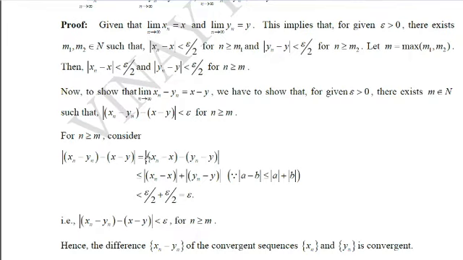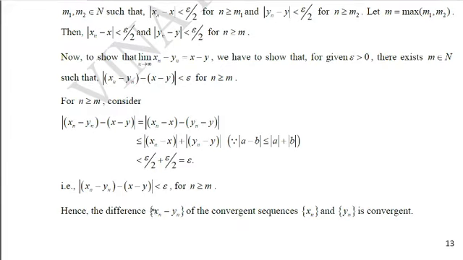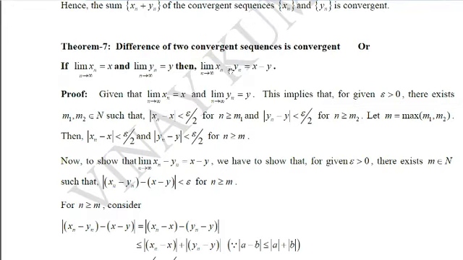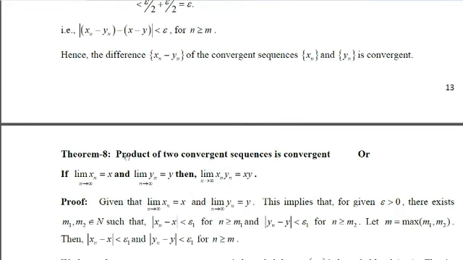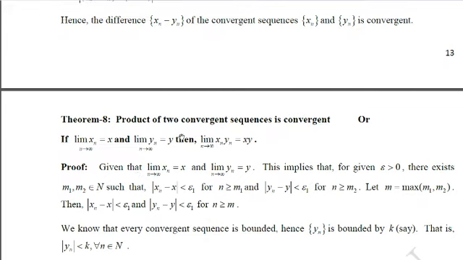But we knew that mod of a minus b is also less than or equal to mod a plus mod b. Apply that formula, and you will get the answer. So the proof of this theorem is the same as the earlier one. It is going by the same line, only instead of sum, they are given difference. That's it. Now the next theorem is product of two convergent sequences is convergent.